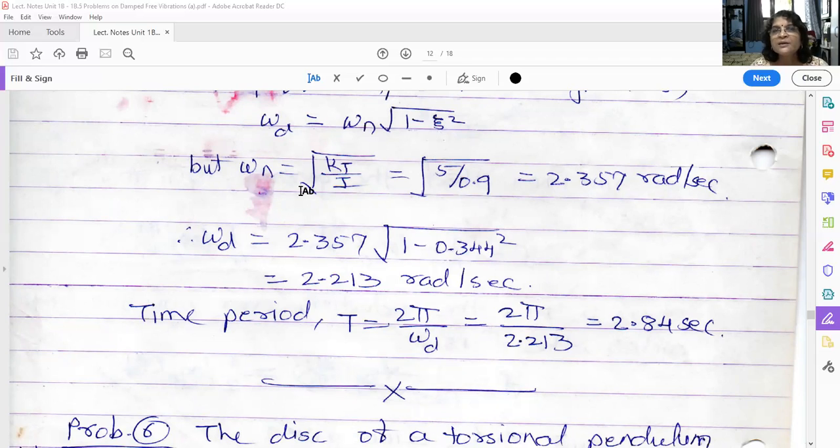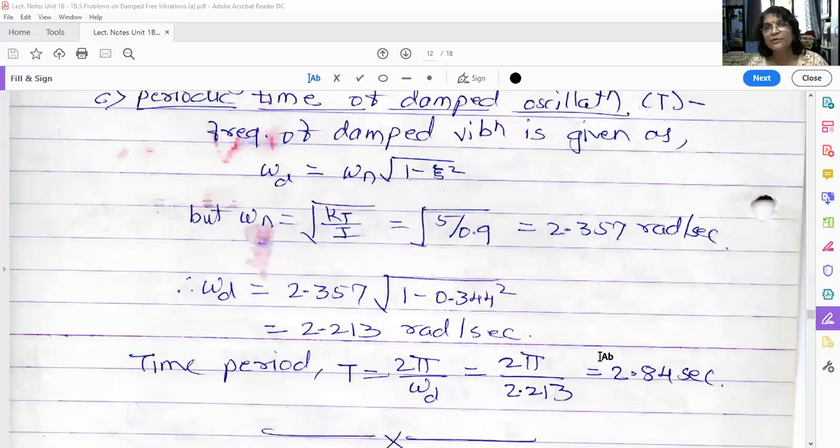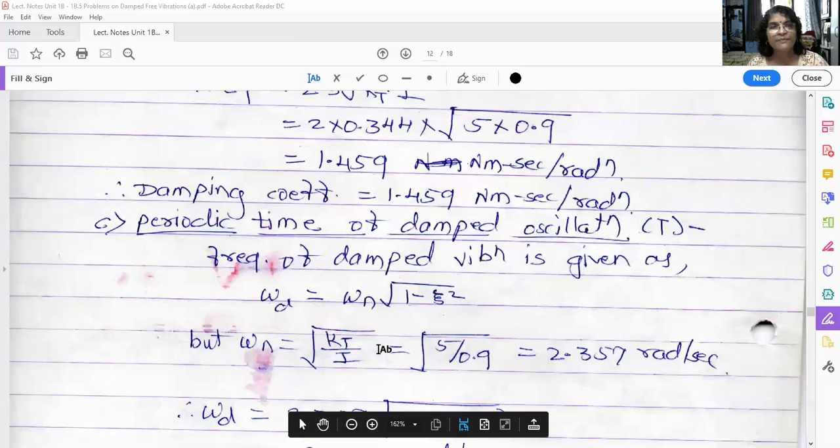So what is omega n? Square root of Kt upon I, for torsional vibration. Put the value of Kt, which is directly given as 5, and the value of I, which we have calculated as 0.9. That is omega n is equal to 2.357 radian per second. Once we find omega n, put its value and zeta here, and we will get omega d, that is 2.213 radian per second. Put the value in 2 pi upon omega d and you will get the time period. That means the time required to complete one cycle in the underdamped system is 2.84 seconds. So this is the problem.